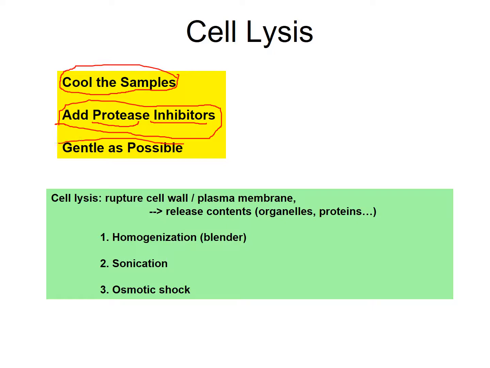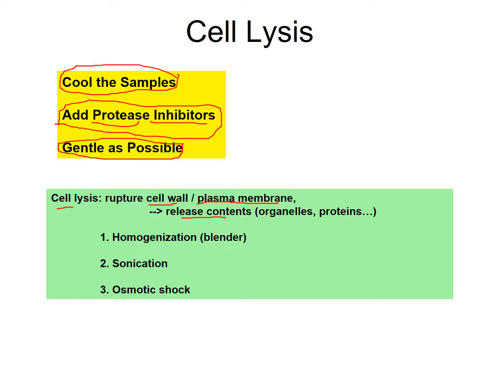You don't want to rupture the Golgi, the nucleus. Okay, you want to keep the organelles as intact as possible. So for cell lysis, we rupture the cell wall if it's a plant or yeast, or a plasma membrane if it's a cell line, cell culture. And we're hoping to release the contents under cooled, protease inhibitor, gentle conditions, right?